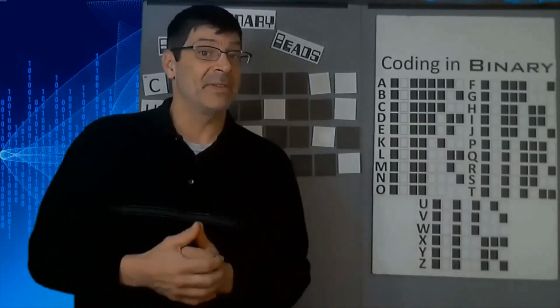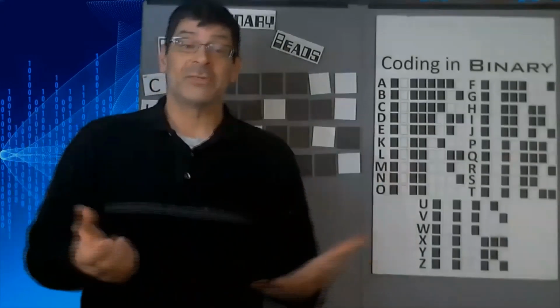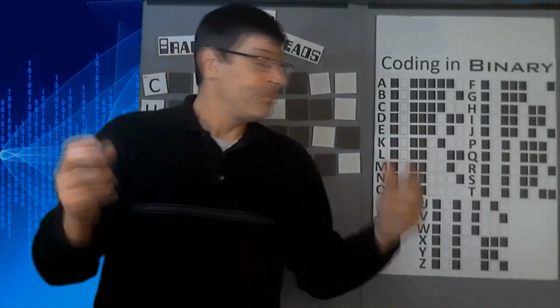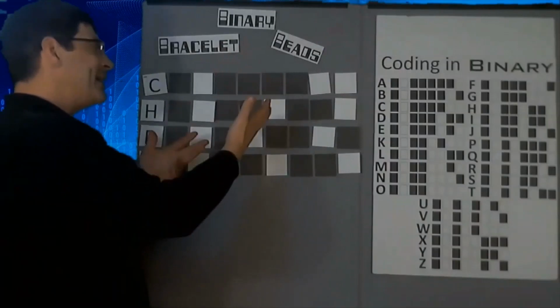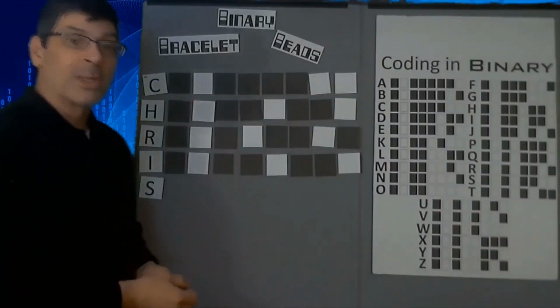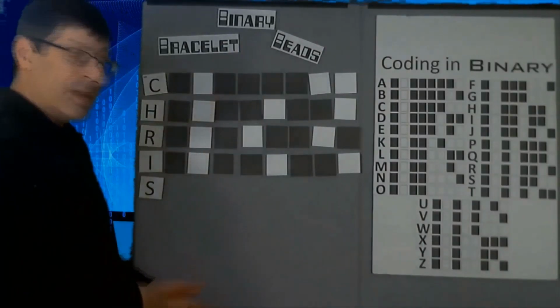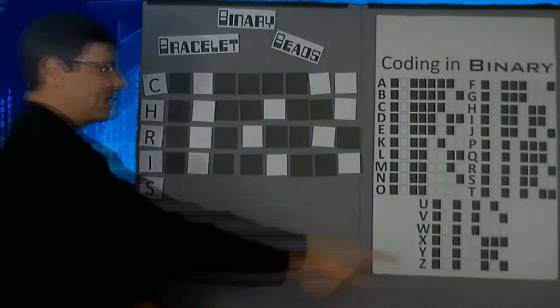I have a couple activities that I'd like to show you. One is right behind me. I've already started it. It's my name. So I've started coding my name in binary. I've got the first 4 letters. Let's do the 5th one together. The 5th one is the S. So let's look over here.